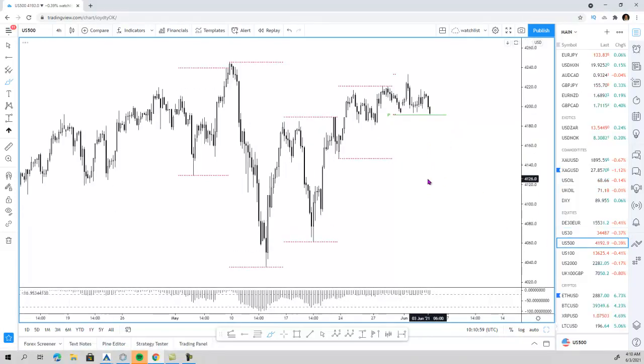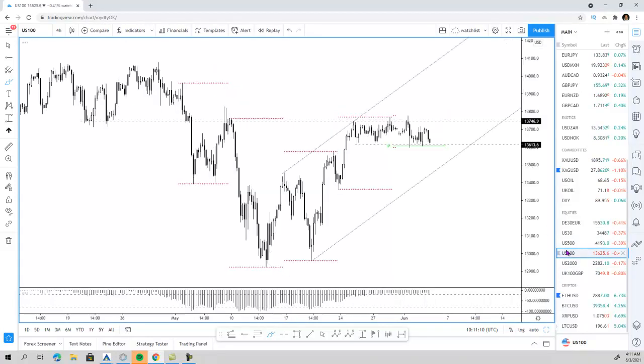Now the S&P 500, same story. We are retesting the previous broken highs, but the risk to reward on the Dow is much better. The Nasdaq is a different story. The Nasdaq is still trapped inside of this range, right? Now, and this is what I like about the Nasdaq.